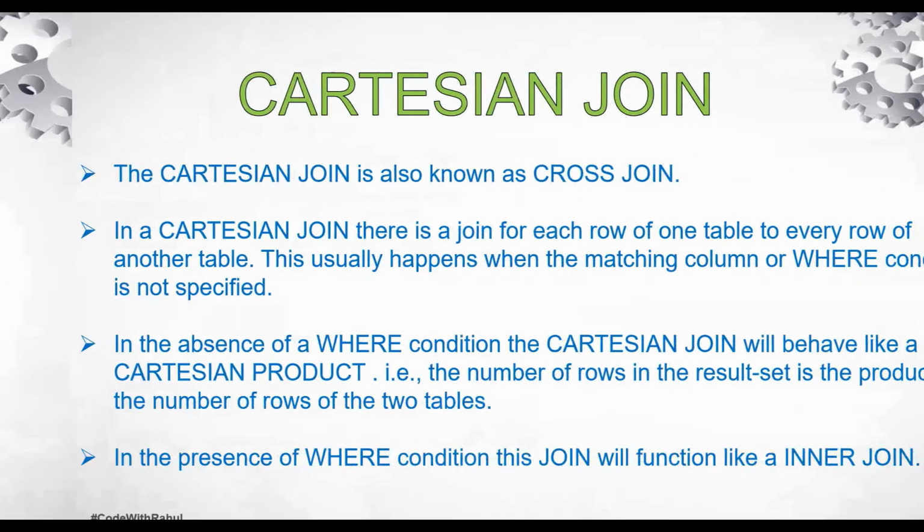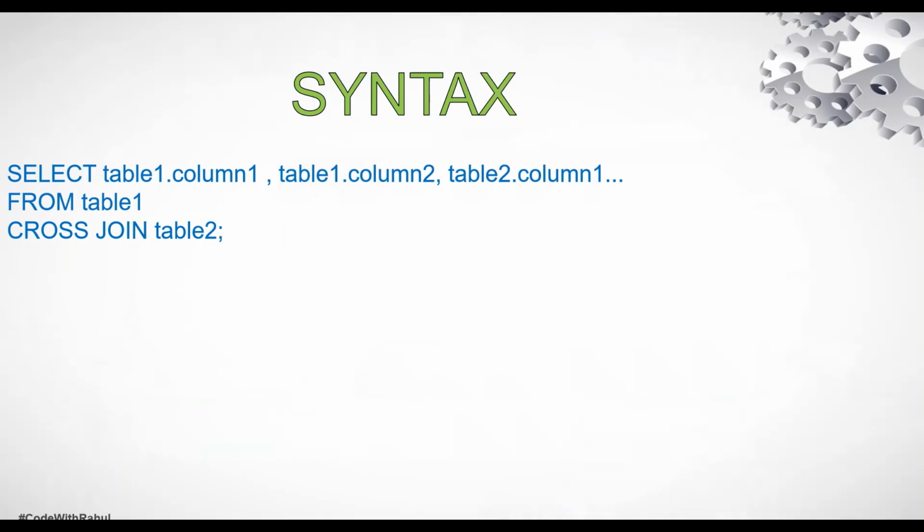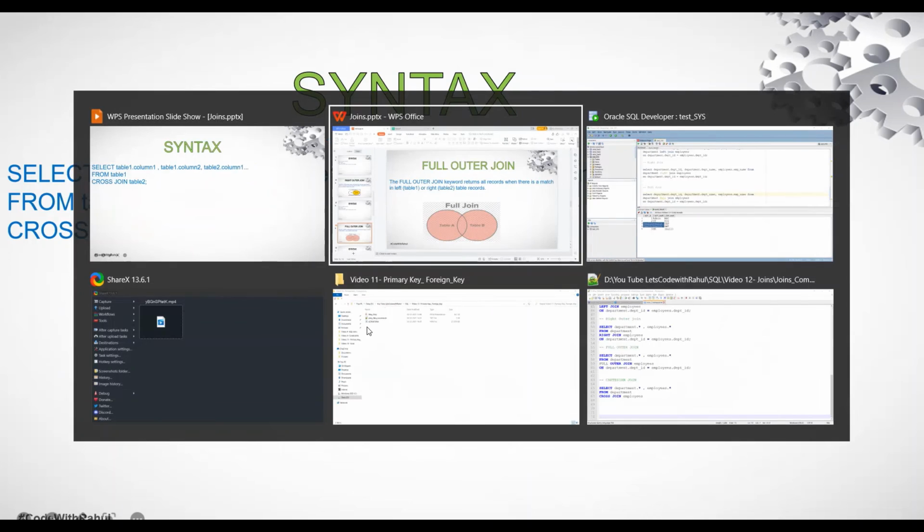Syntax we have already seen. Now the last one is Cartesian join. Cartesian join is also known as cross join. In Cartesian join, there is a join for each row of one table to every row of another table. This usually happens when the matching column or where condition is not specified. In the absence of a where condition, Cartesian join will behave like a Cartesian product. But in the presence of a where condition, this join will behave like an inner join. So the syntax is we have to use the cross keyword.